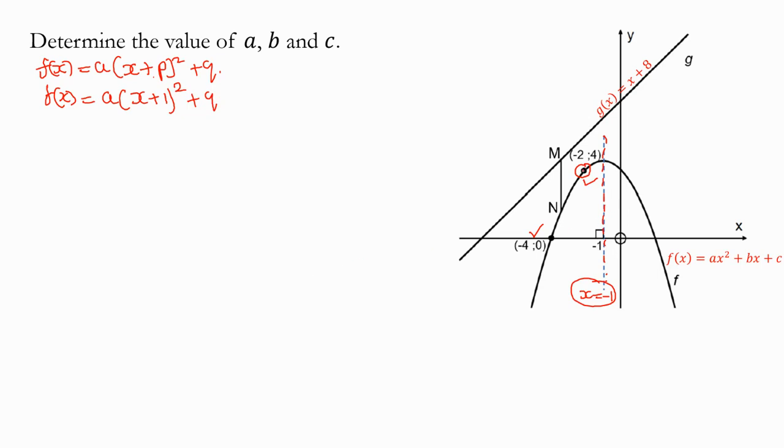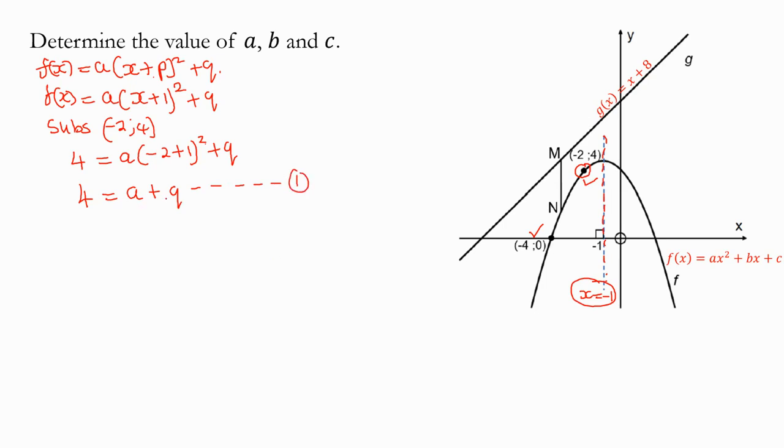Now, let's start by substituting this point (-2, 4). Take note, don't make a mistake. We start with the y. The y is your f of x, so where there's f of x or y, you write 4. So it's going to be 4 is equal to a times (negative 2 plus 1) squared plus q. Negative 2 plus 1 in the bracket is negative 1, and negative 1 squared is 1. So it becomes 4 is equal to a plus q. That is our equation 1.